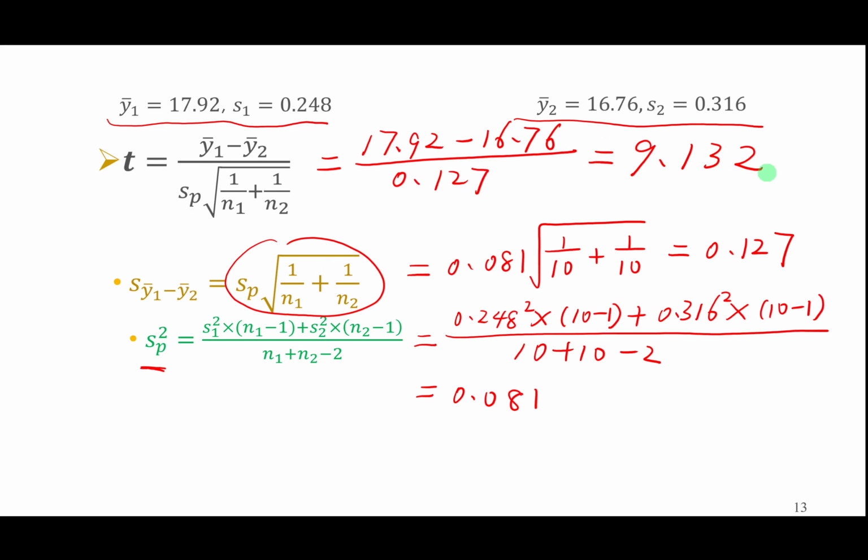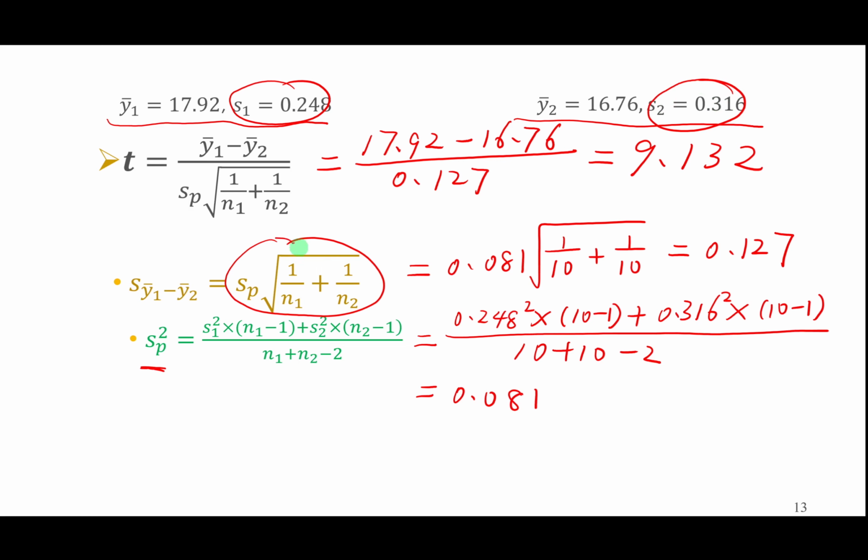equals 9.132. One thing worth mentioning is, as you can see, the two standard deviations S1 and S2 are not too much of a difference. Thus, we can assume that the two population standard deviations sigma 1 and sigma 2 are equal.